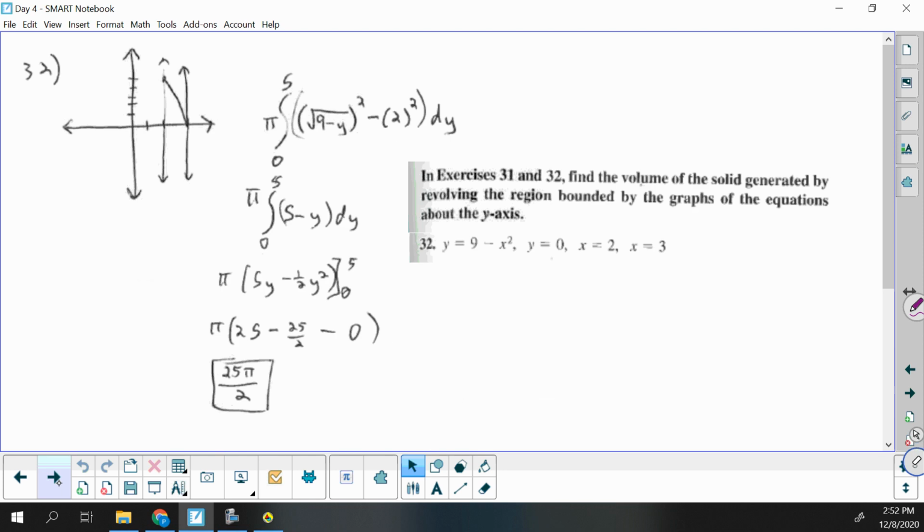32 was a challenge one. This is actually what we're going to work on today. This is called the washers method. So if you tried this one and had trouble, don't worry about it. Hopefully after today you'll be in good shape with how to do it.